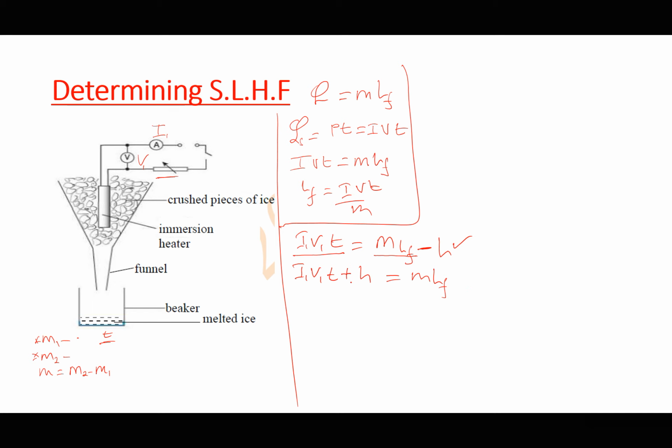To overcome the energy exchange with the surrounding, we can repeat this for different values of I and V. So maybe we can have another experiment. We have I2 V2 times maybe the same time plus H. This will still be equal to the mass times the latent heat of fusion, but now a different mass. Note that I am repeating this to cancel out heat exchange with the surrounding. Repeating the experiment for different values of I and V, or for different masses of melted ice, I'm trying to cancel out heat exchange with the surrounding.